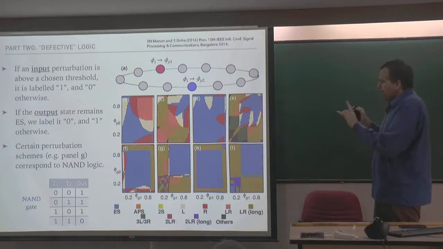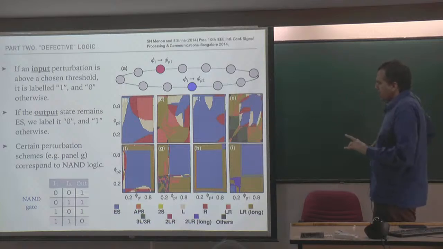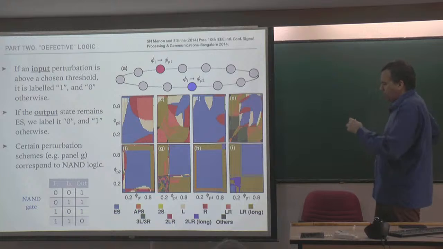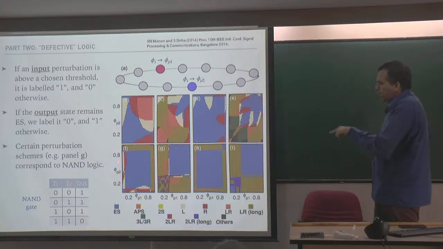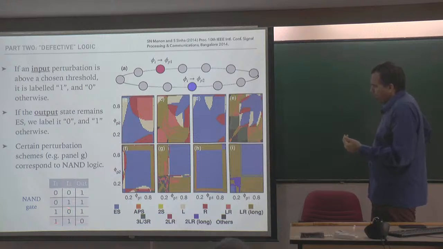Once you do that, it turns out that you can look at some of these potentially as gates. For example, over here in this panel G, if the inputs phi p1 and phi p2 are on, which is that they're above this threshold, then you go back to exact synchronization. But elsewhere, you don't. Elsewhere, you get some pattern. You can think of this very roughly as a NAND gate. Basically, only if both are on, you get an output of 0. Otherwise, you get an output of 1.